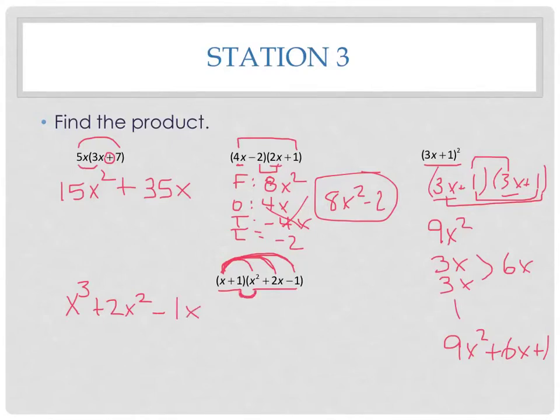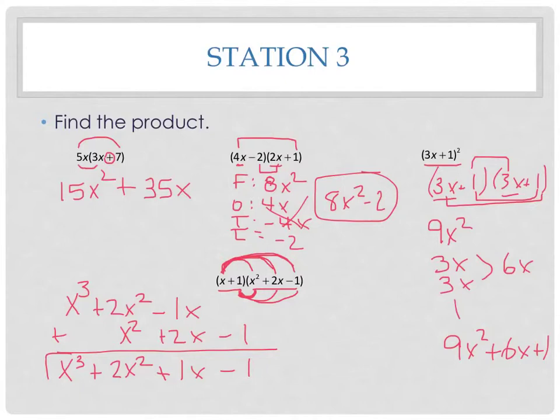Underneath here, I'm going to distribute the 1 over every single term. So 1 times x squared is x squared. 1 times 2x is going to be plus 2x. And then 1 times a negative 1 is minus 1. I can add these up vertically, so then I'm going to get x cubed plus 2x squared. Negative 1x plus 2x, that's going to be plus 1x minus 1. And there would be my product there.